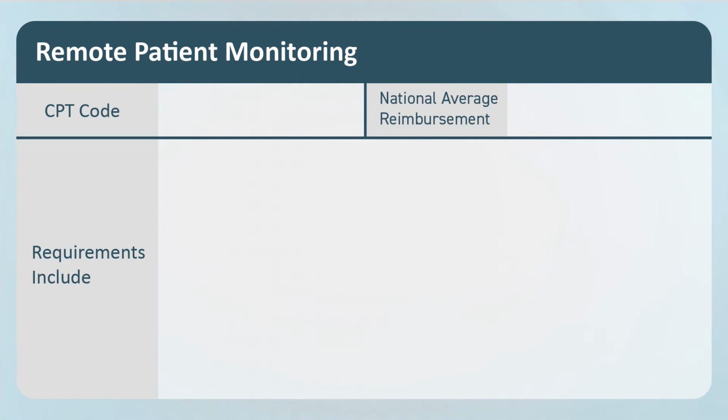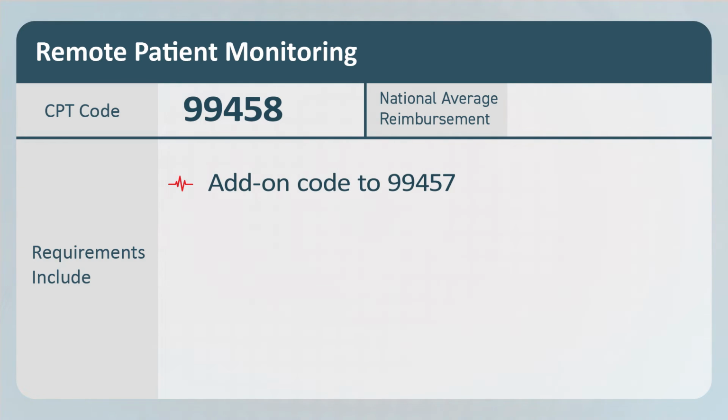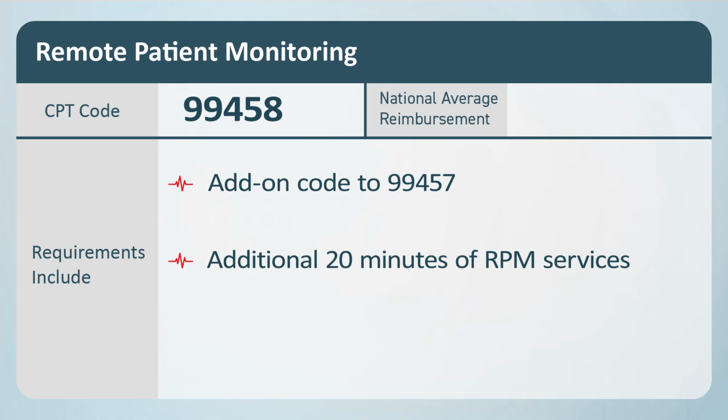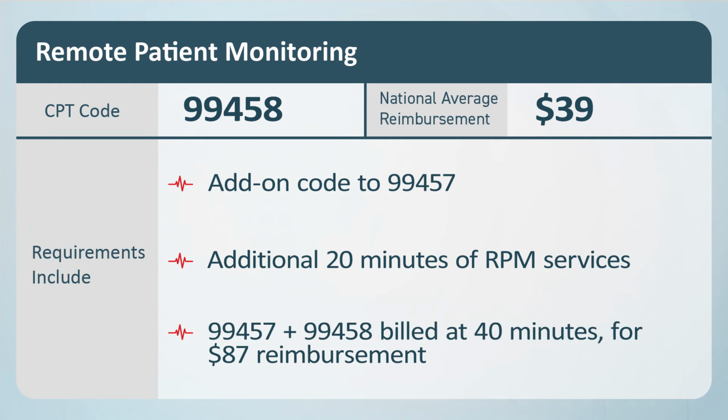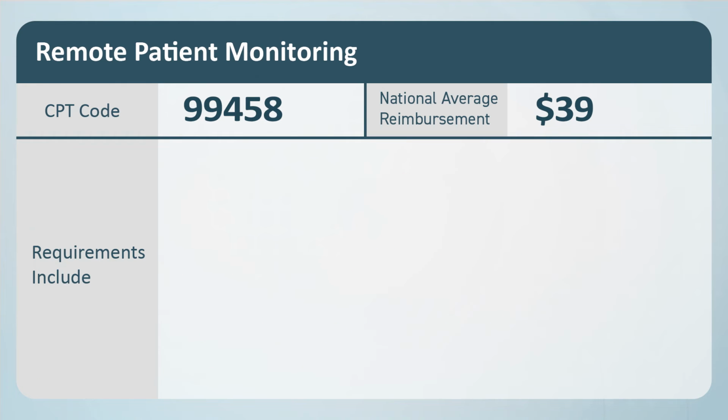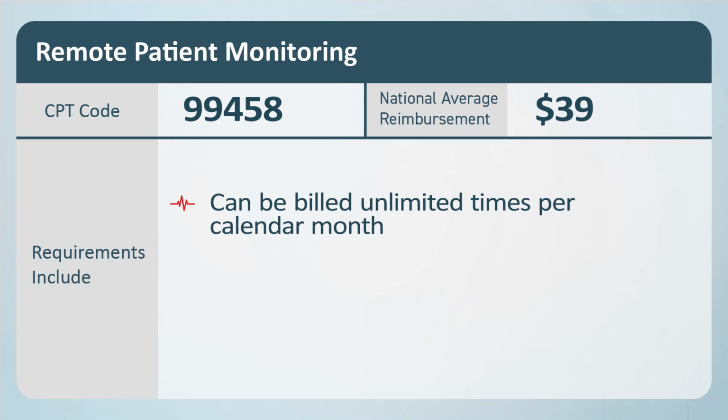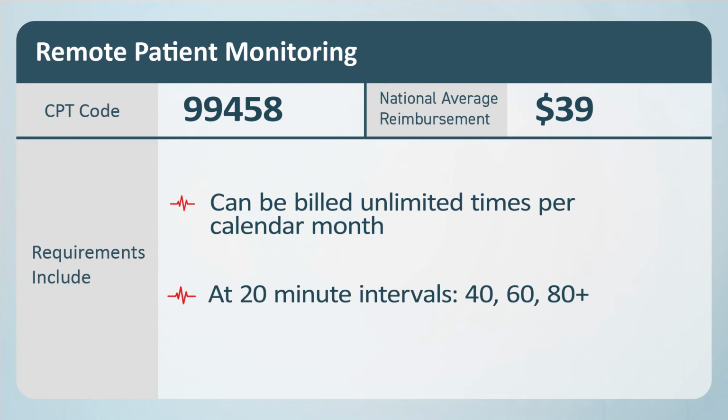There is an add-on time code 99458. 99458 can only be billed concurrently with 99457 and is for an additional 20 minutes of RPM services. It is billed at 40 minutes and pays about $39. 99457 and 99458 combined can average about $87 for those two codes. 99458 can also be billed an unlimited amount of times per calendar month, so at 40, 60, and 80 plus minutes.